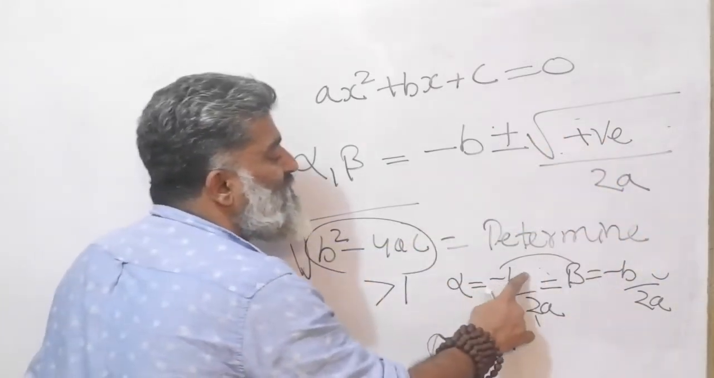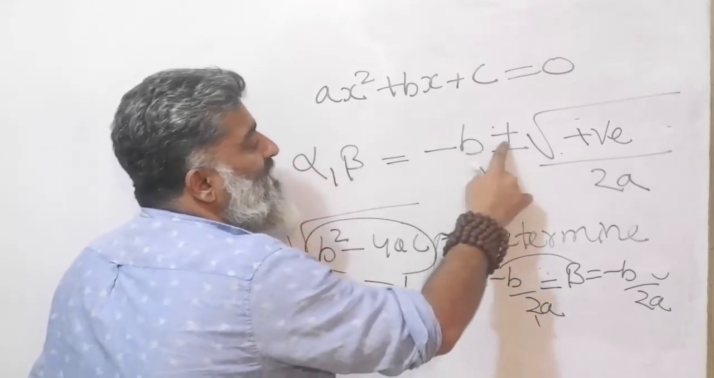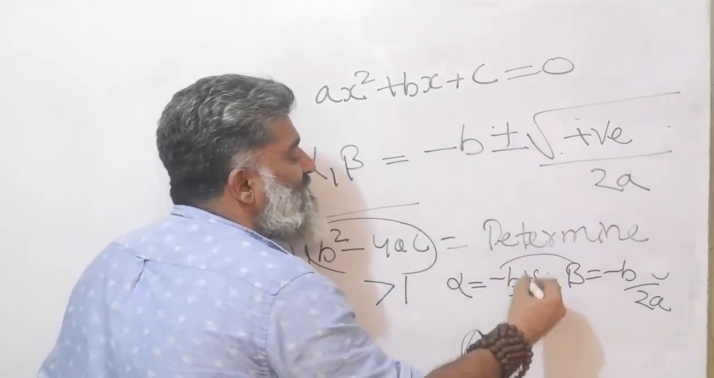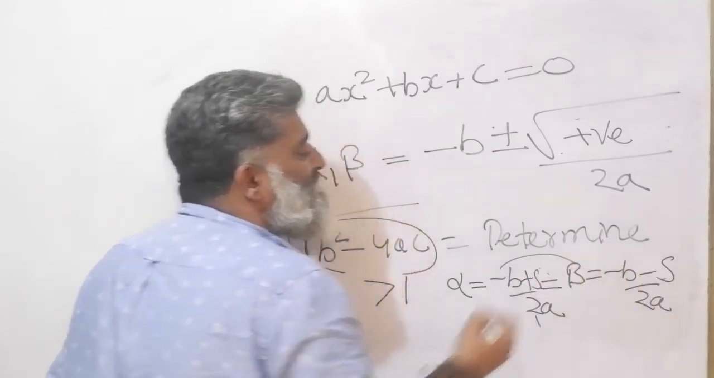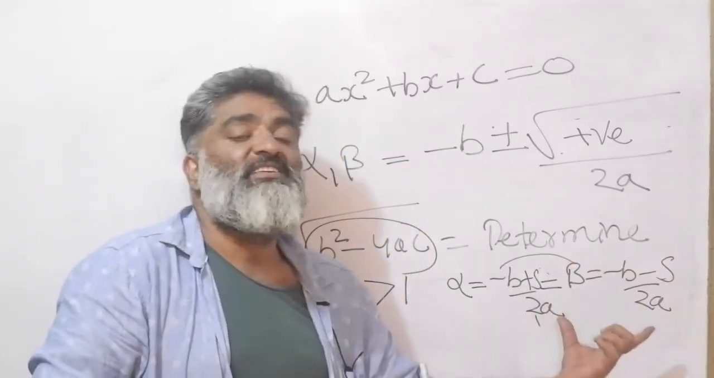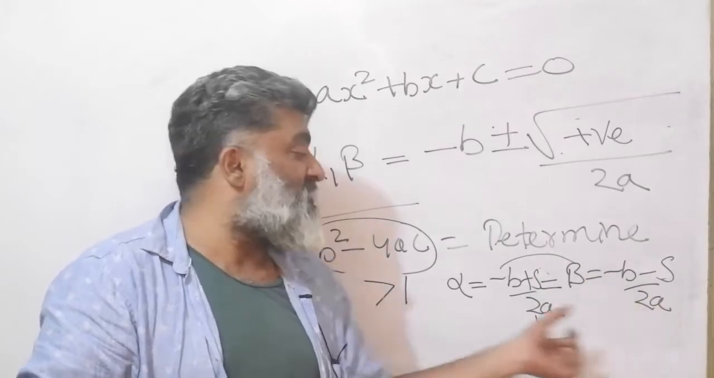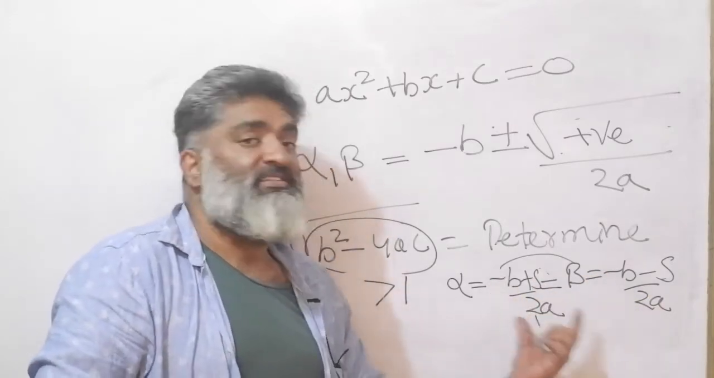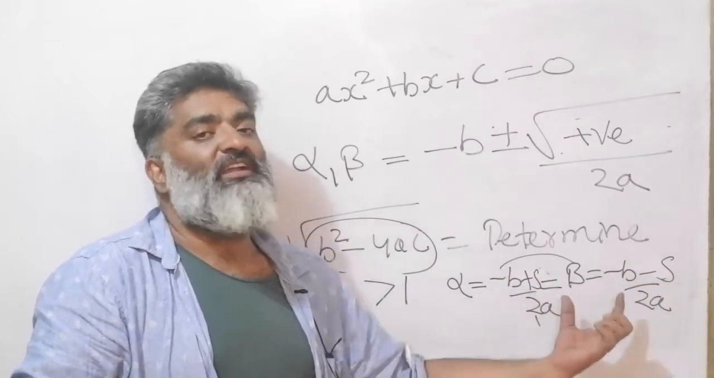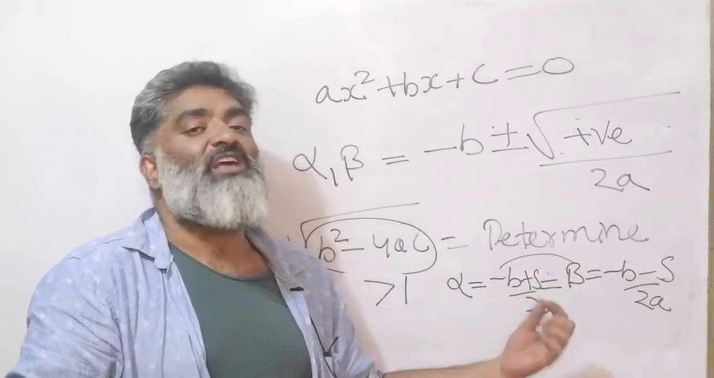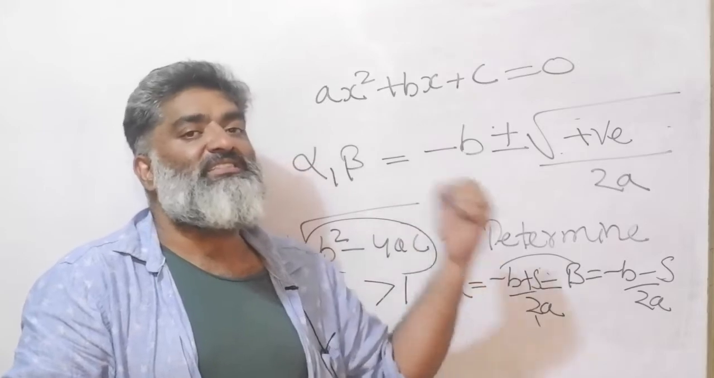That means your first root is going to be minus b plus something, let me just call it s, and for the other one it's going to be minus b minus something. That means these two roots are different from each other, because in this expression you have a plus and in this expression you have a minus. So you will have very different values. So the roots are real and distinct.